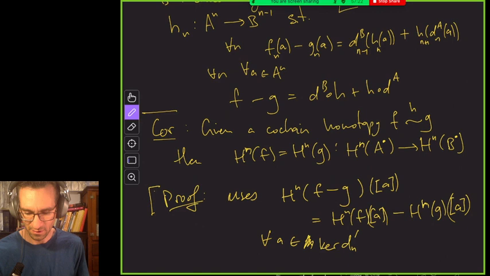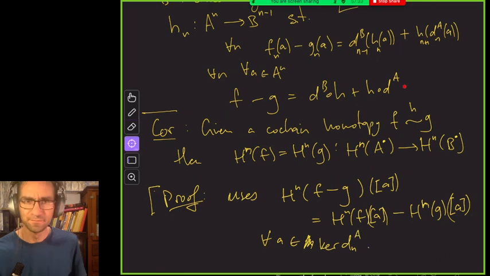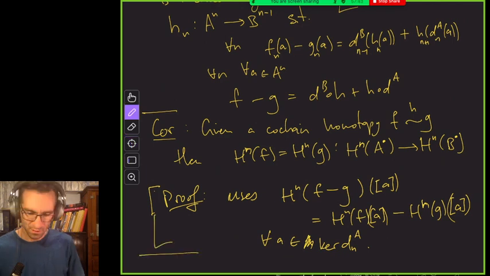And other than that, the right hand side up here, well, that evaluates to zero. Okay, so I've got one more definition which I want to say.